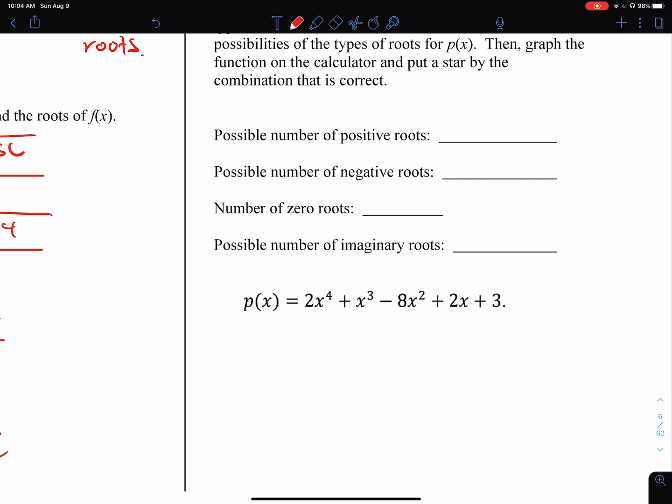Possible number of positive roots. Well, how many sign changes do we have in this? Descartes' rule of signs. We have a sign change here and a sign change here, which means the possible number of positive roots is 2 or less than that by an even number, or it could be 0.